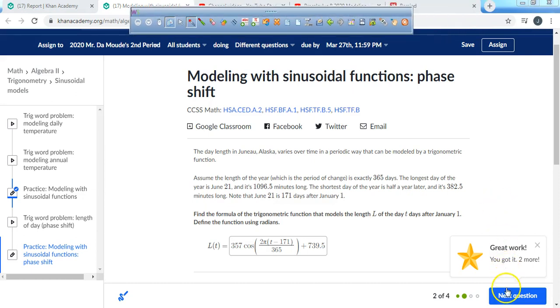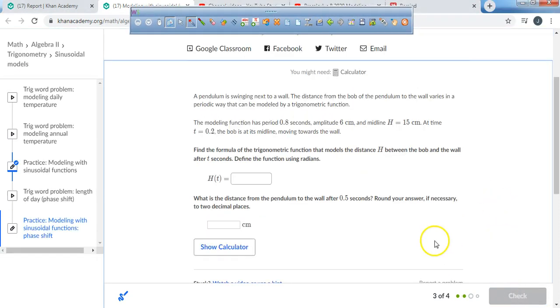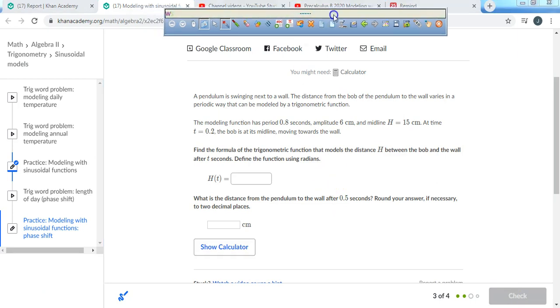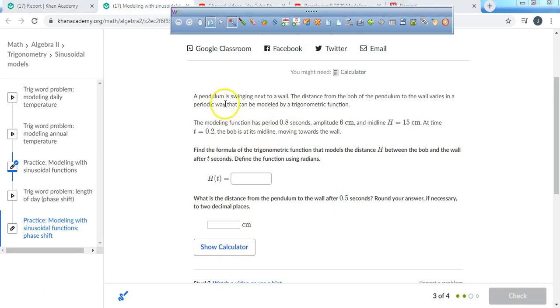Now, let's go ahead and move on to our next question. All right. Let's take a look at this. It says a pendulum is swinging next to a wall. The distance from the bob of the pendulum to the wall varies in a periodic way that can be modeled by a trigonometric function. The modeling function has a period. Oh, cool. It's got a period of 0.8 seconds. It's got an amplitude of 6 centimeters, and its midline is 15 centimeters.